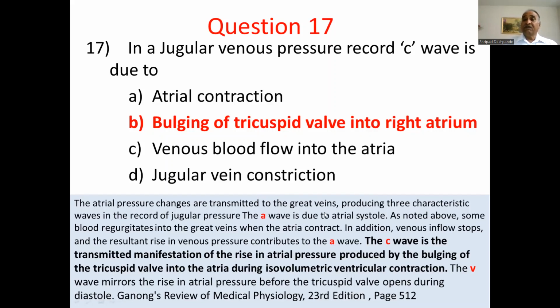Broadly, I will say that A wave is due to atrial systole. C wave is the transmitted manifestation of the rise of the atrial pressure produced by the bulging of the tricuspid valve into the atria during isovolumetric ventricular contraction. And the V wave mirrors the rise of the atrial pressure before the tricuspid valve opens during diastole. This is from Ganong's page 512.